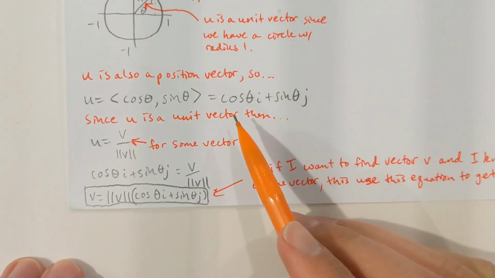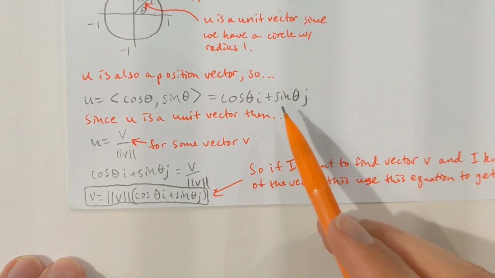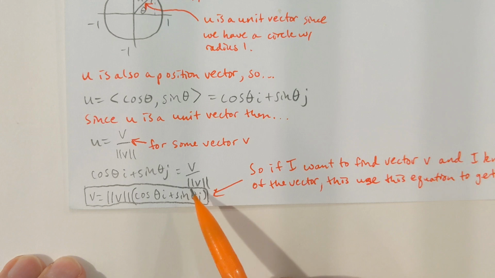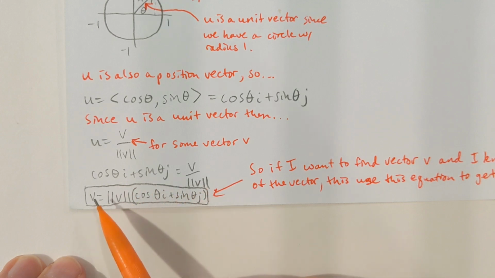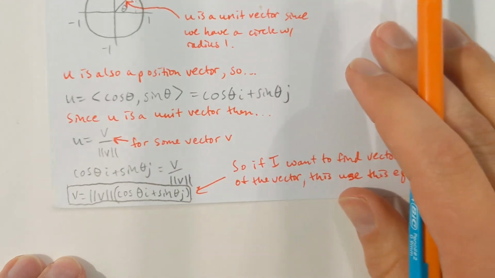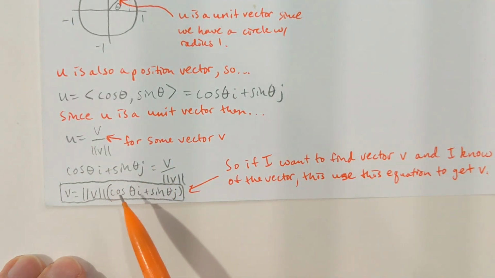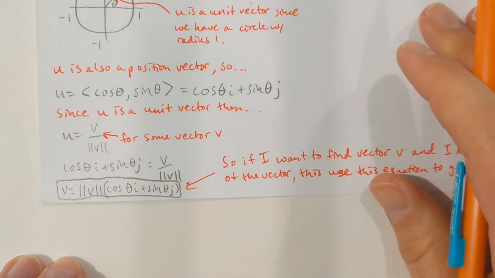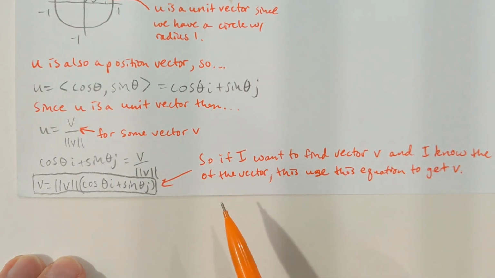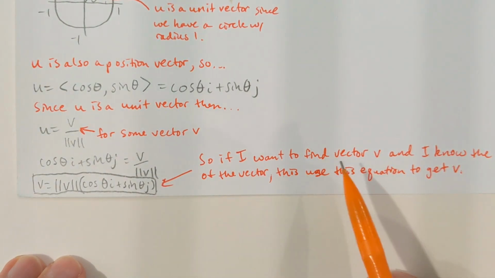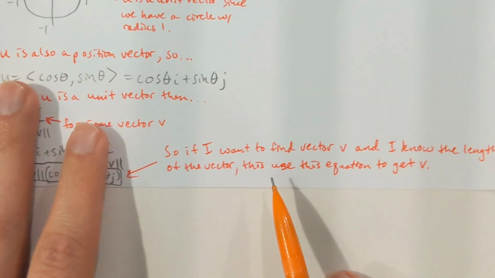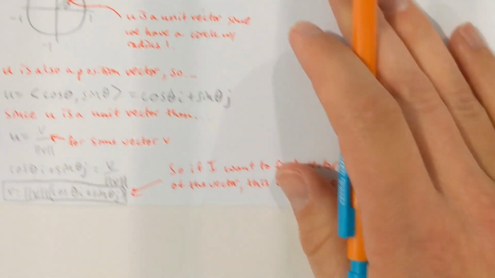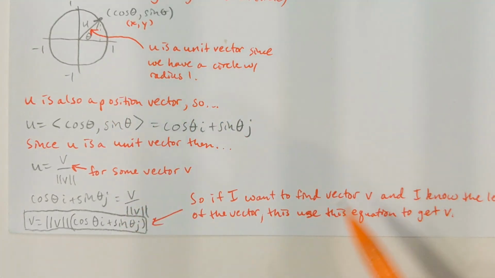Vector u is represented by cosine theta i plus sine theta j. So in this equation here, if you multiply both sides by the length of vector v, then vector v is represented by the length of the vector times cosine theta i plus sine theta j. In other words, what we're doing here is creating a formula. If you want to find a vector and you know the length of the vector, and you also know the angle of inclination, you can find vector v by using this formula here.